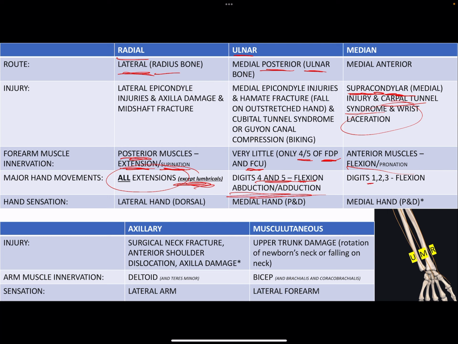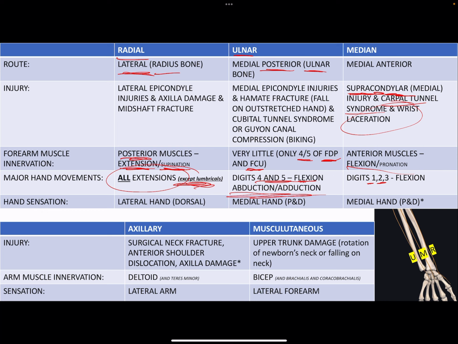Yes, 1, because remember, it's got the pollicis longus and pollicis brevis, I think. But then 2 and 3 because we have the flexor digitorum superficialis, that's all median, and then the profundus is just digits 2 and 3.